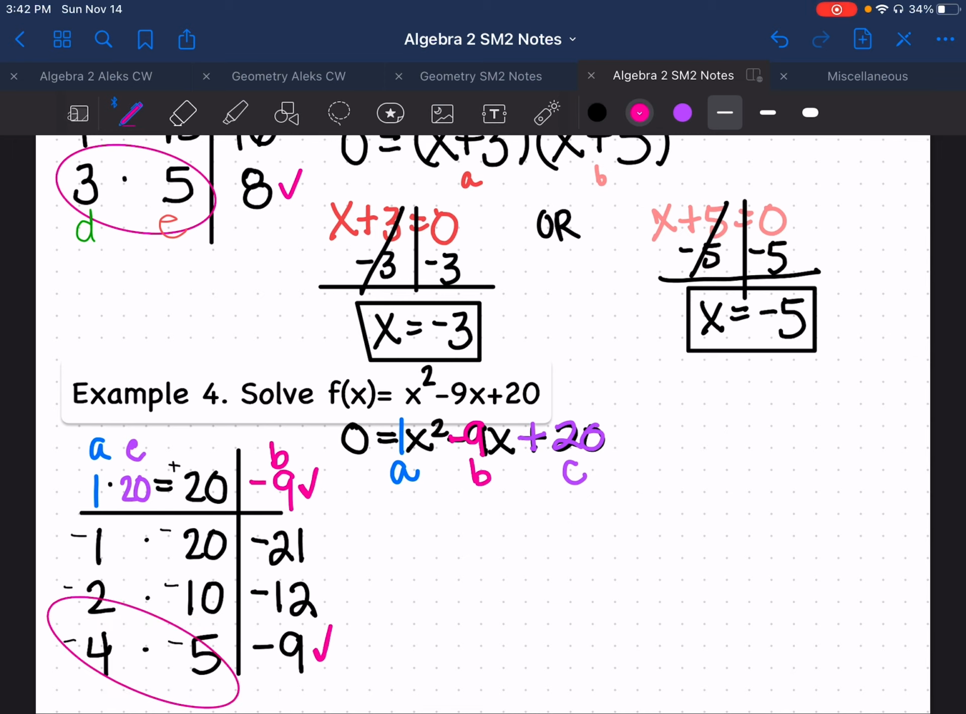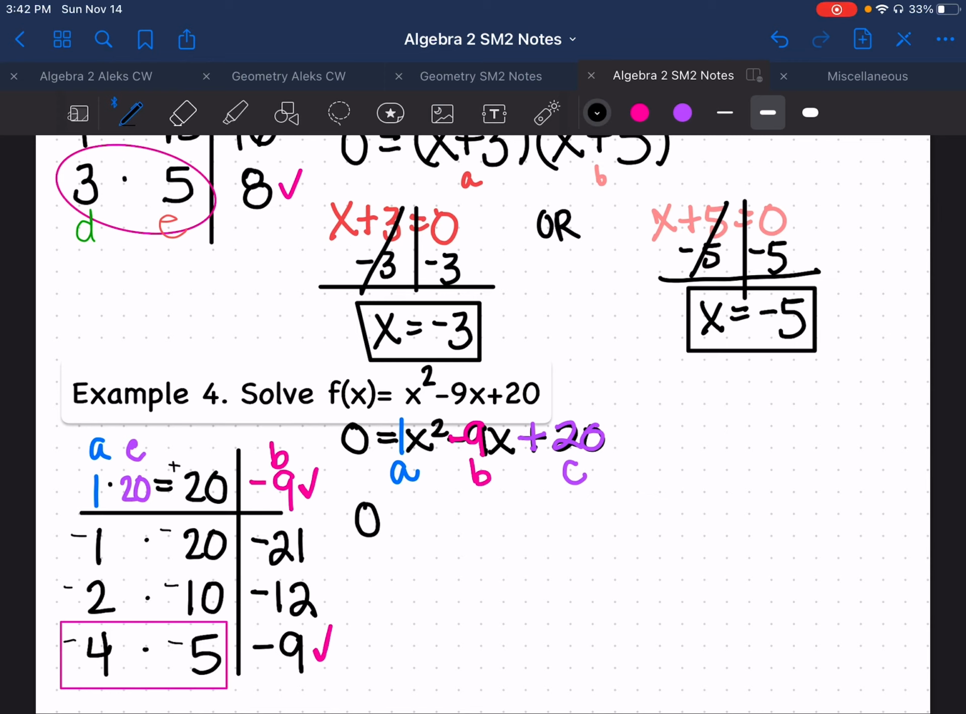And now I know what you're thinking. Oh, Miss, it's always going to be the last one. Yes and no. Sometimes, a lot of times, it is the last two terms that you think of, but that's not always the case. It really just depends on what that addition for your b term turns out to be.